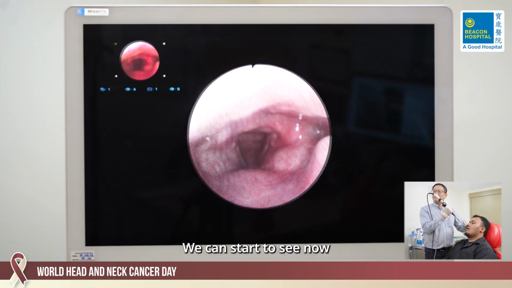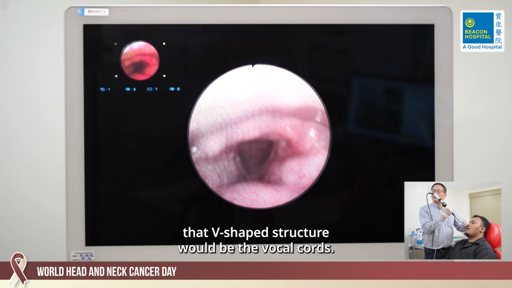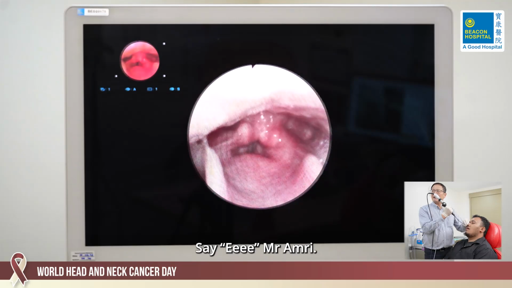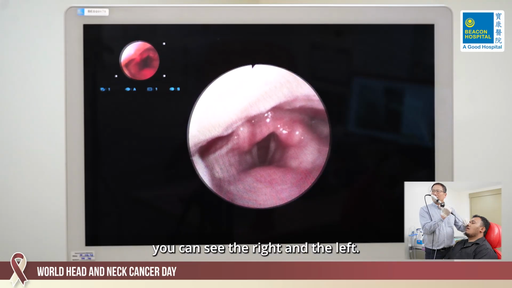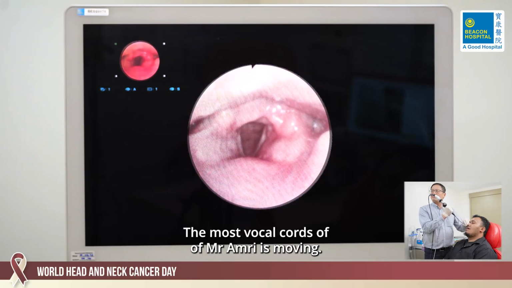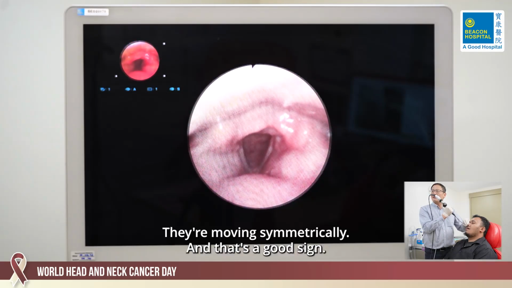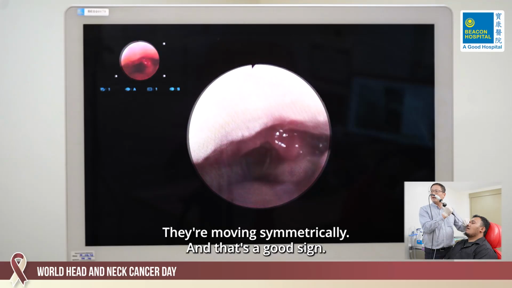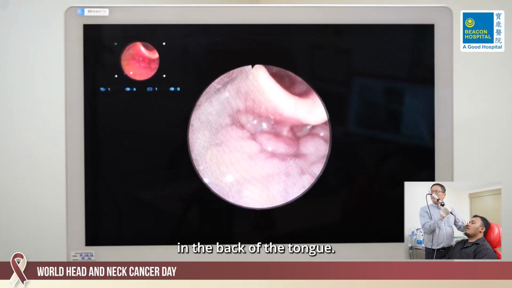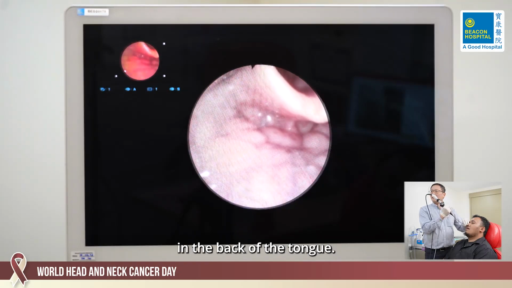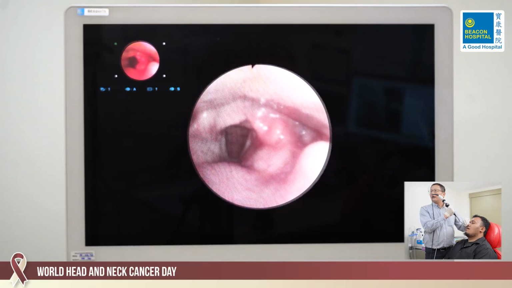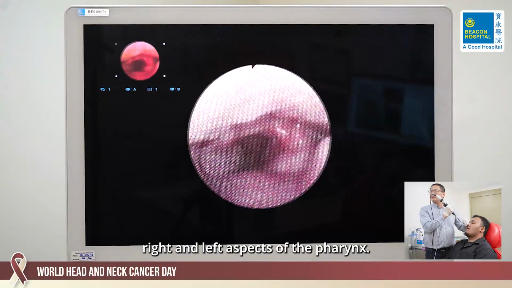Okay, we can start to see now that V-shaped structure would be the vocal cords. Say E, Mr. Amri. E. You can see the right and the left, both vocal cords of Mr. Amri is moving. They're moving very well. They're moving symmetrically, and that's a good sign. We do not see any unusual tumors in the back of the tongue. We don't see any unusual tumors in the right and left aspects of the pharynx.